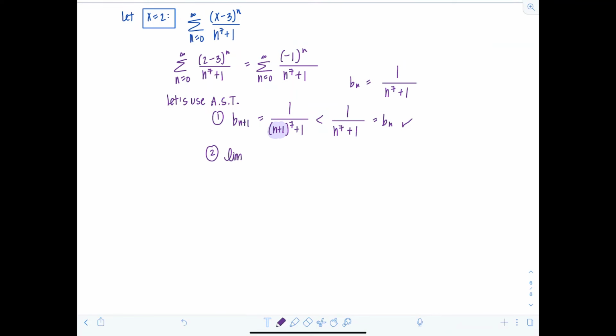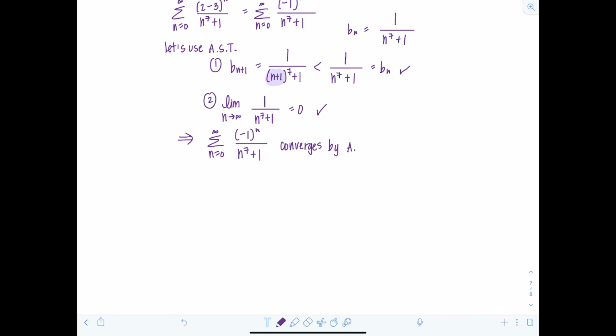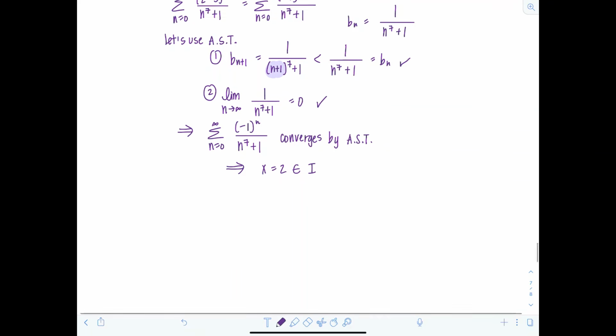And the second thing that I want to be able to show is that the limit as n approaches infinity of b sub n, which is 1 over n to the 7th plus 1, is 0, which it is. So what does this tell me? Then I know that the sum, n equals 0 to infinity of negative 1 to the n over n to the 7th plus 1 converges by the alternating series test. So x equals 2 belongs to the interval of convergence. All right, one endpoint down, one to go.